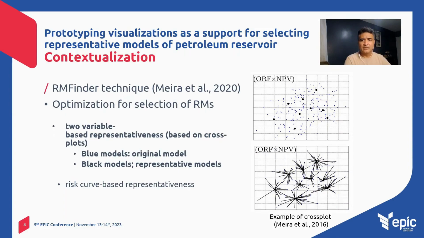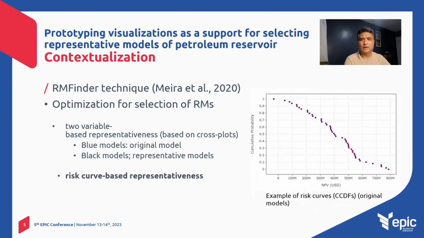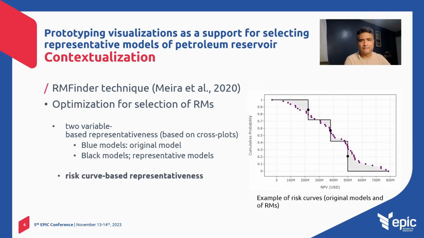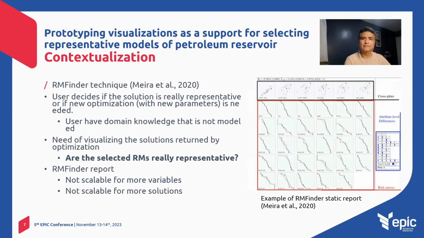In a crossplot, we see representativeness based on a pair of variables. This crossplot was created using RM Finder. The blue dots represent the original models. The black dots are the representative models. RM Finder currently generates reports with representativeness charts based on risk curves, executing a complementary cumulative distribution function, and also generates crossplots.